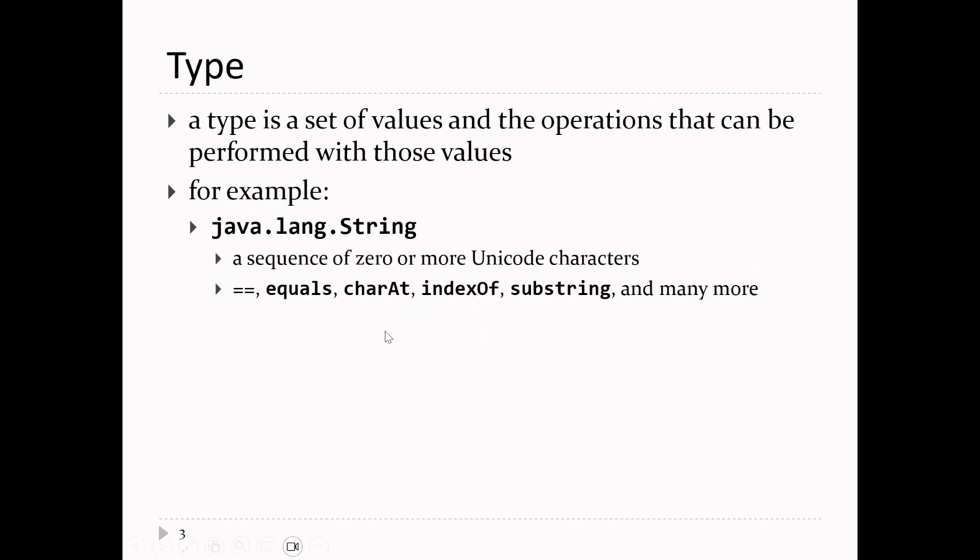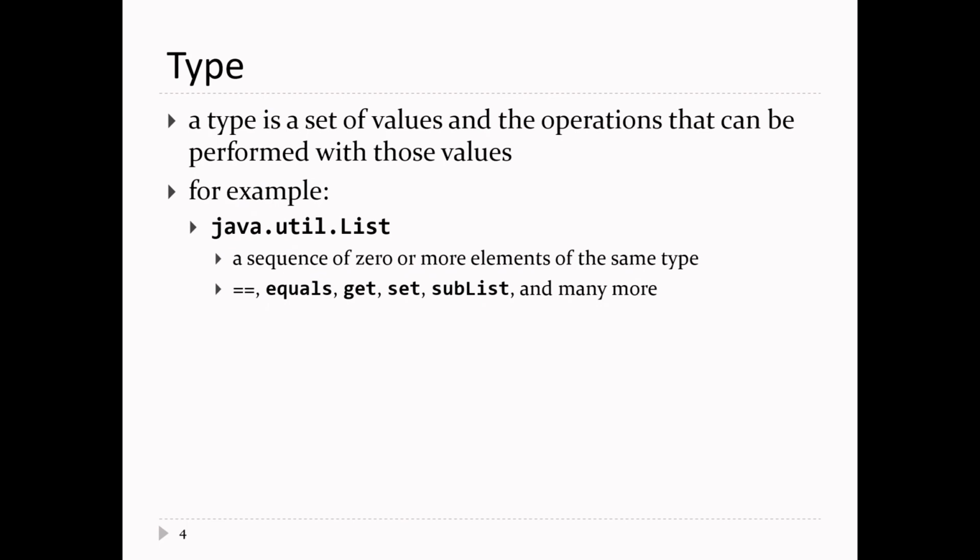Similarly, you've got your reference types. So you've got something like String. A string is any sequence of 0 or more characters. So there are your set of values. What can you do with a string? Well, we saw strings had some methods like indexOf, charAt, substring, and so on and so forth. A class is a user-defined type. And similarly with List.